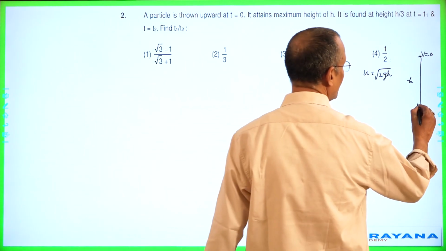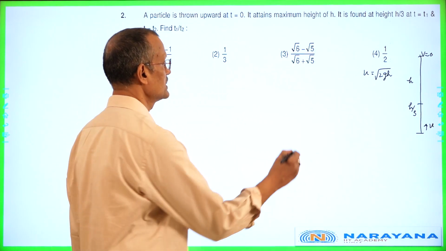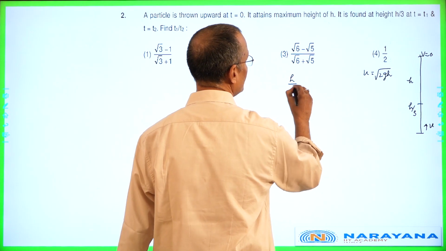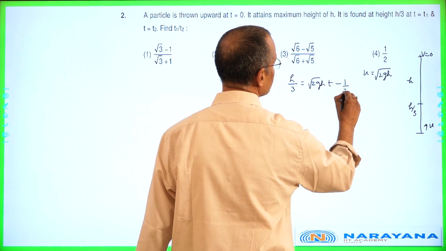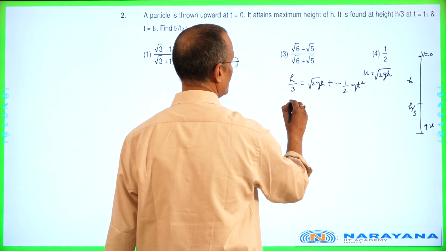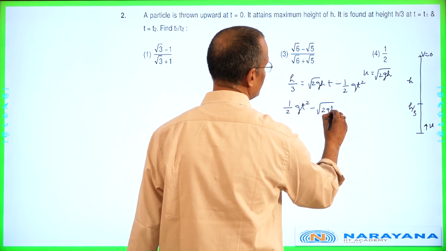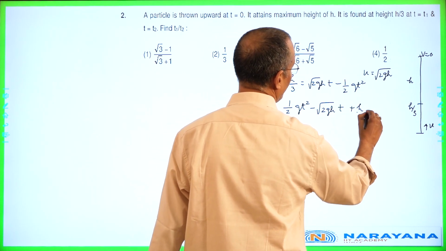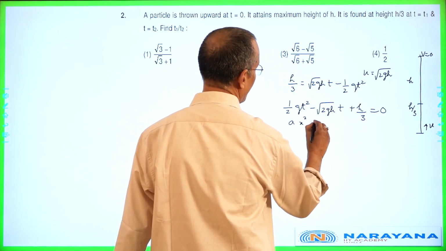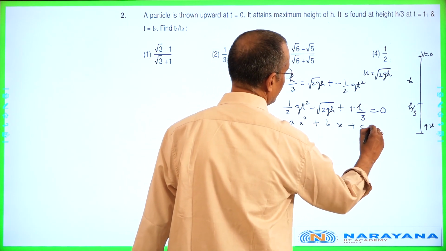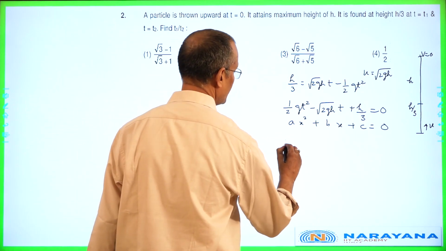Taking this height as h by 3, y equal to ut minus half g t squared. So h by 3 equal to under root 2gh into t minus half g t squared. So, half g t squared minus root 2gh t plus h by 3 equal to 0. Now, this is of the form a x squared plus b x plus c equal to 0, a quadratic equation. You will get the value of t equal to how much?